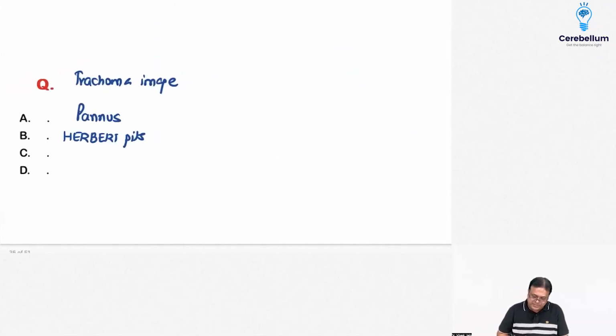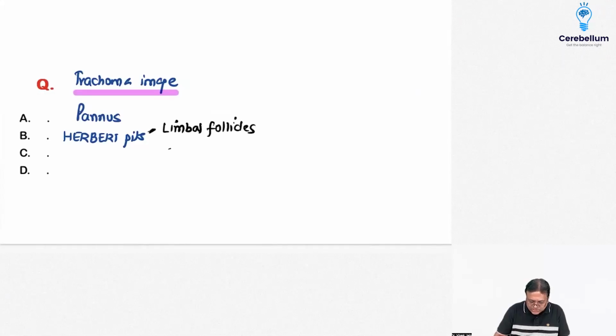Okay. Then there was a question on trachoma image, will go in ophthalmology. In case Herbert's pits was there, I told you at PHC level we diagnose by one of the four features, which is limbal follicles. So in case they showed you limbal follicles, which has a high chance of being shown in the paper, right?